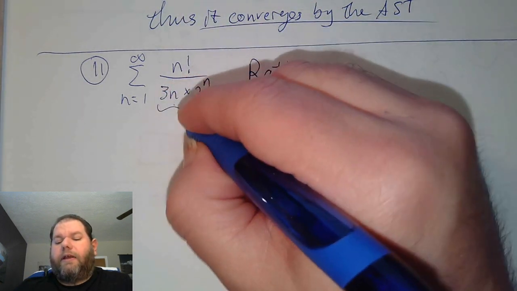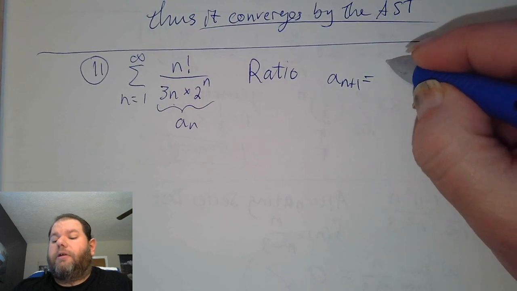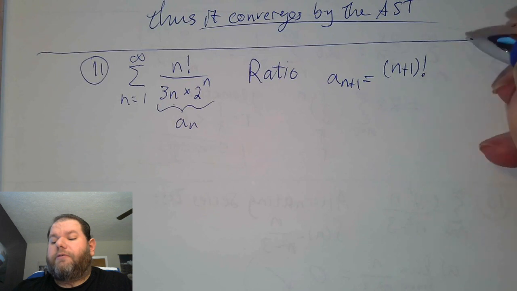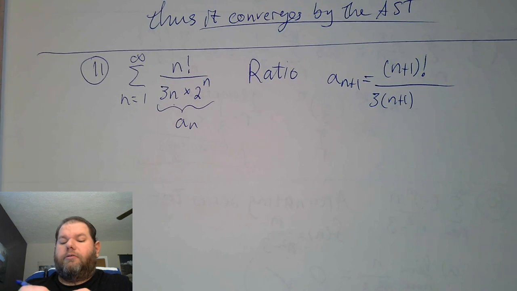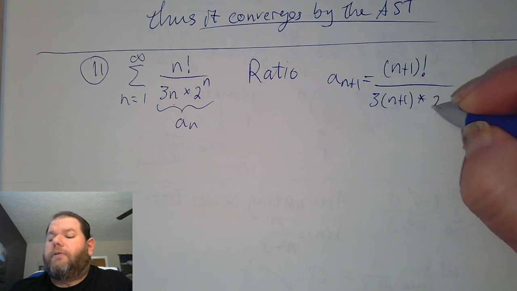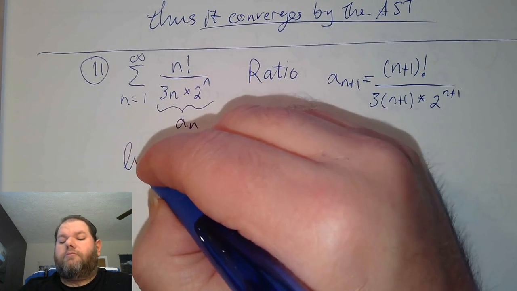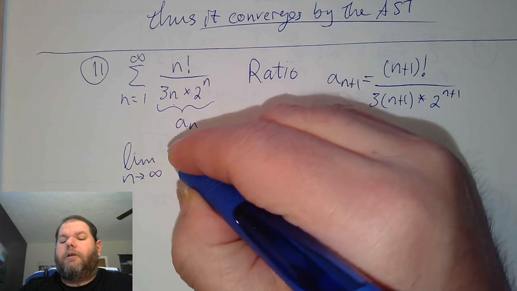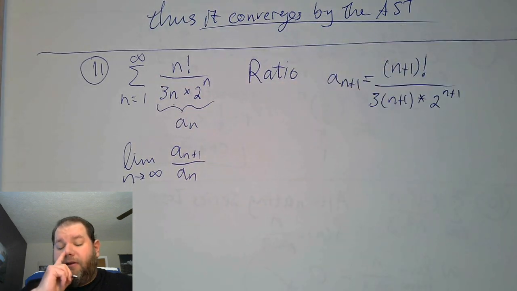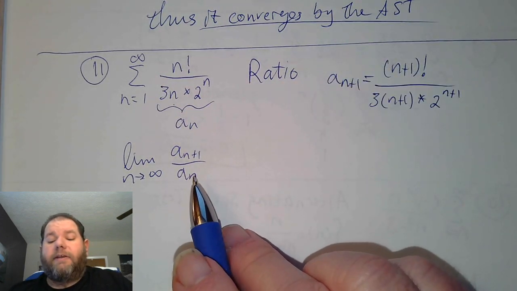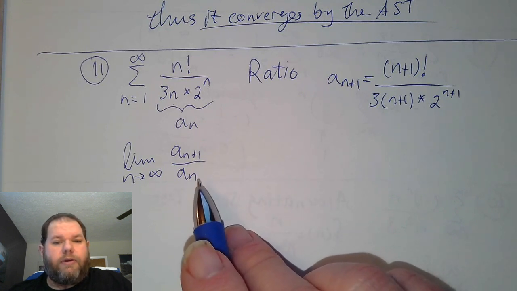So here's a sub n. So a sub n plus 1 would equal n plus 1 factorial over 3 times n plus 1 times 2 to the n plus 1. And so we find the limit of a sub n plus 1 over a sub n. If this limit ends up being less than 1, it converges. Greater than 1 diverges, and equal to 1 is inconclusive.